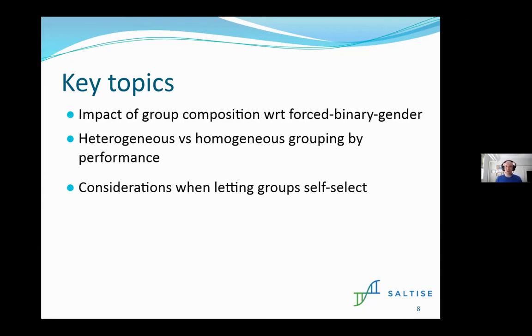And then I'm also going to talk a little bit about some considerations when you are actually letting groups self-select, since this is kind of the space I've been operating in the most.